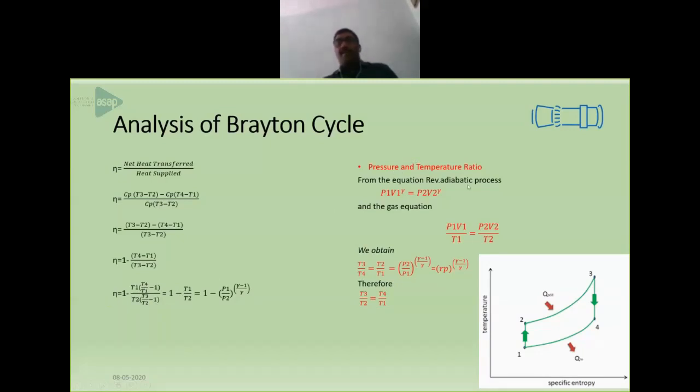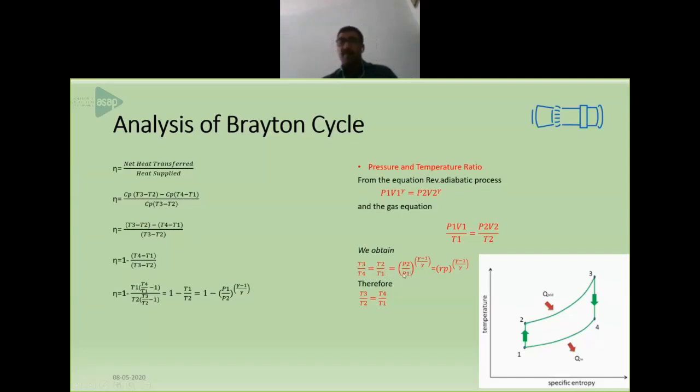Here, from the equation of a reversible adiabatic process, you have studied that PV raised to gamma is a constant. So P1 V1 raised to gamma is equal to P2 V2 raised to gamma. And from the gas equation, we know P1 V1 by T1 is equal to P2 V2 by T2. Combining these two, you will get the temperature ratios: T3 by T4 is equal to T2 by T1, which is equal to the pressure ratio, P2 by P1.